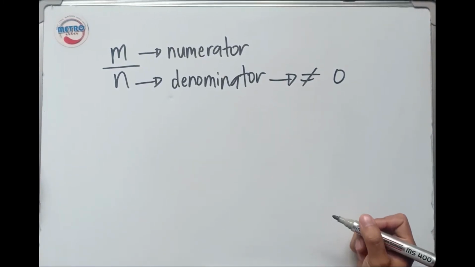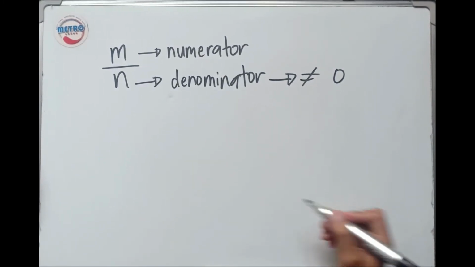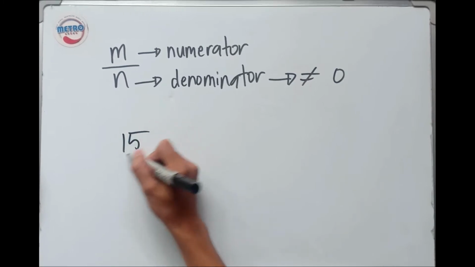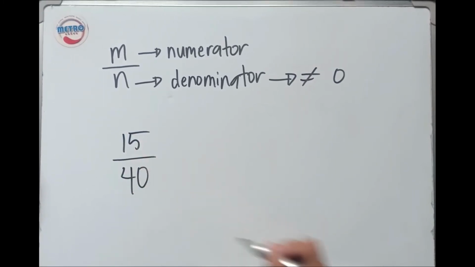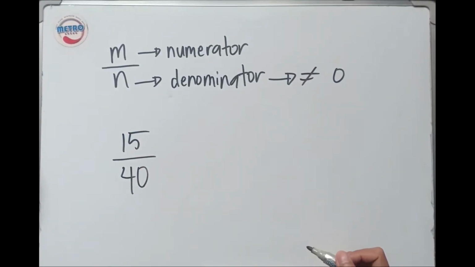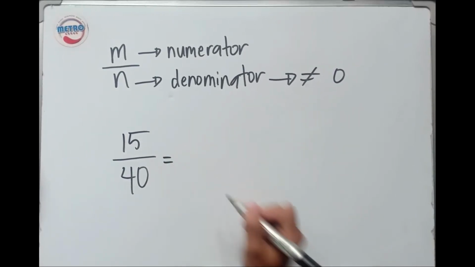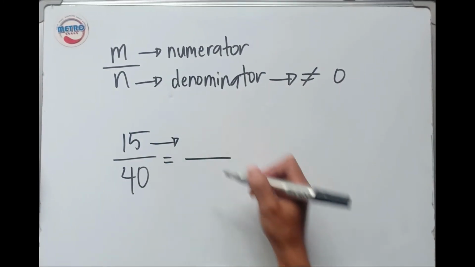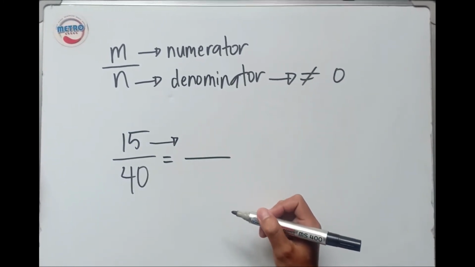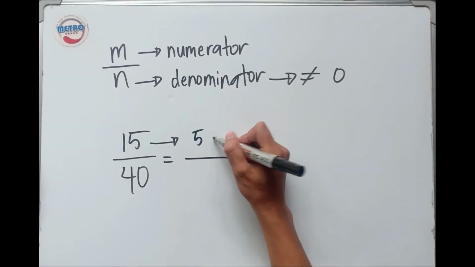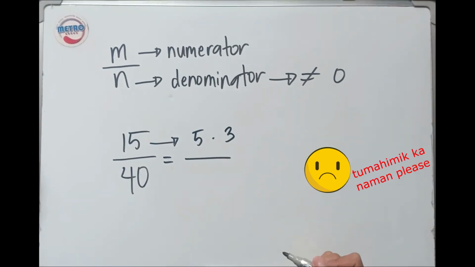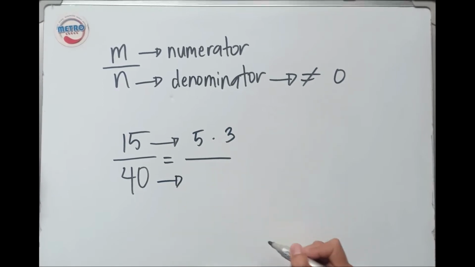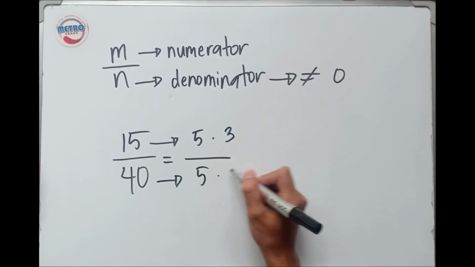Let's have another example of rational expressions. Let's have 15 over 40. In our previous lessons, we discussed how to get the factors. Let us factor out the number 15. 15 has factors of 5 times 3. 40 has factors of 5 times 8.